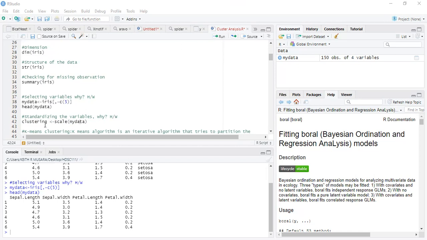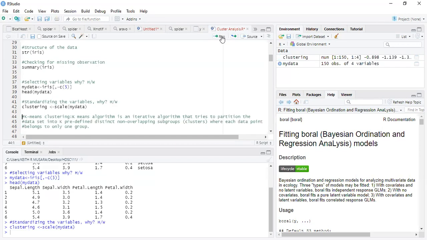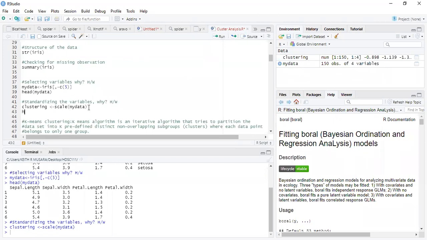So now we are saying let's scale our data so that it's in the same magnitude. So I run the scale function with my data. I give my data an object name that is now clustering. So let's look at the data that has been scaled.